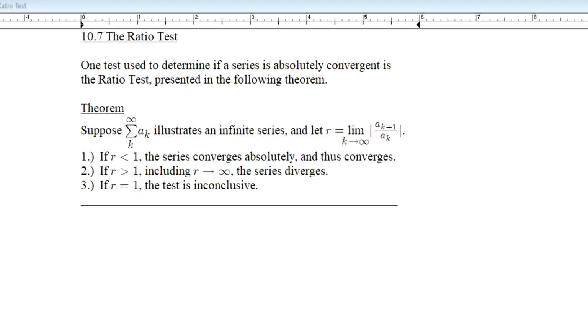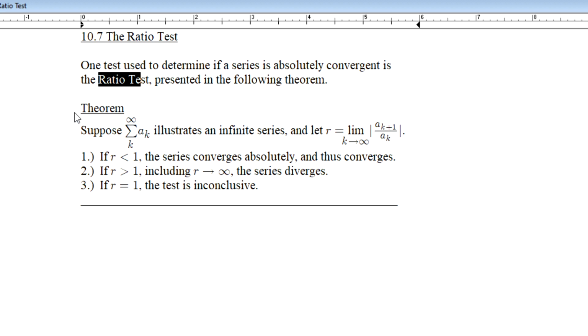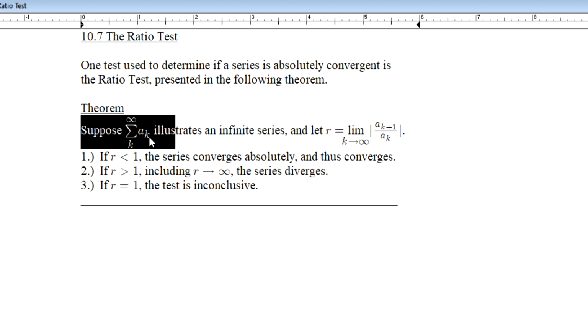What we do point out is these tests are used to determine what we call absolutely convergent behavior. And if we are absolutely convergent, we then can be considered convergent overall, right? And the first of these is what we call the ratio test. And here's the ratio test.